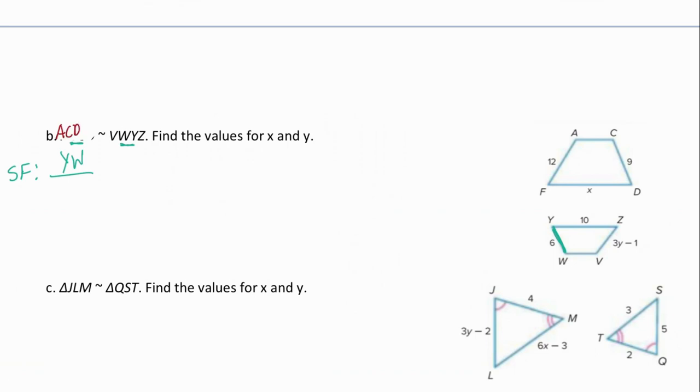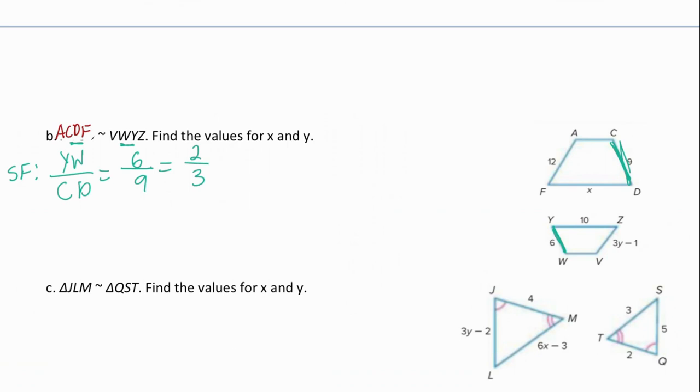A, C, D, F. Okay, so this should be A, C, D, F. So again, we are looking at what corresponds with WY. That's going to be CD. So that's going to be this side. So CD. So we'll say WY, which is 6, corresponds with 9. Both of those are divisible by 3, so this is going to reduce down to 2/3. So that's going to be our scale factor.